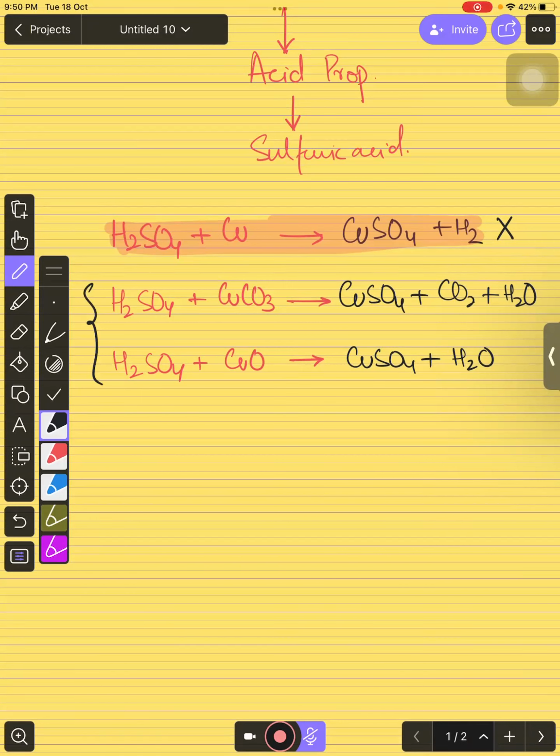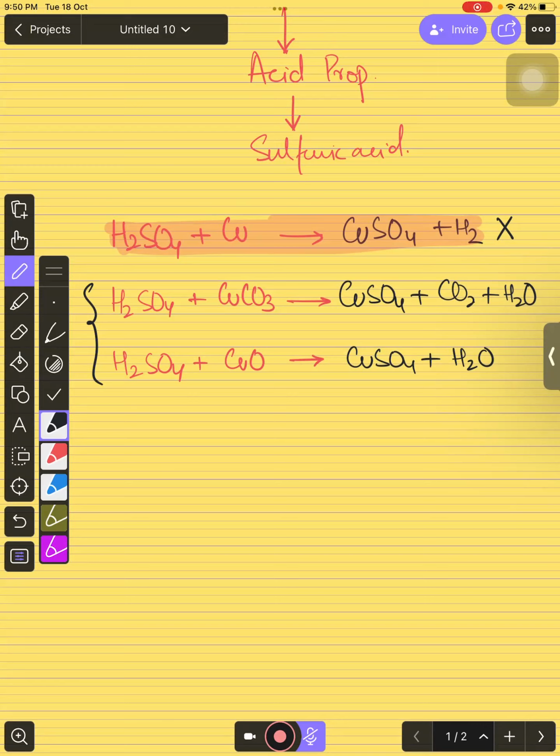Two possibilities remain. We can react sulfuric acid with copper carbonate. It can easily react because it is not a metal, it is a metal carbonate, so it can react easily. And we can also react sulfuric acid with copper oxide, it can react and form salt and water.